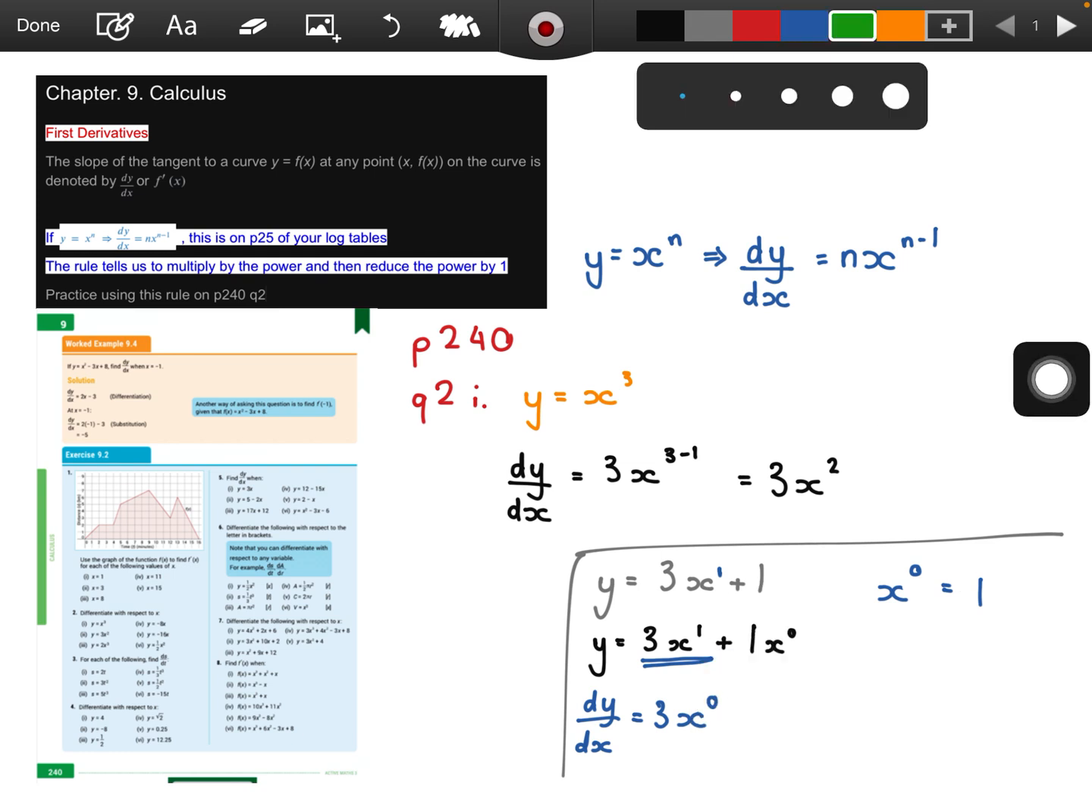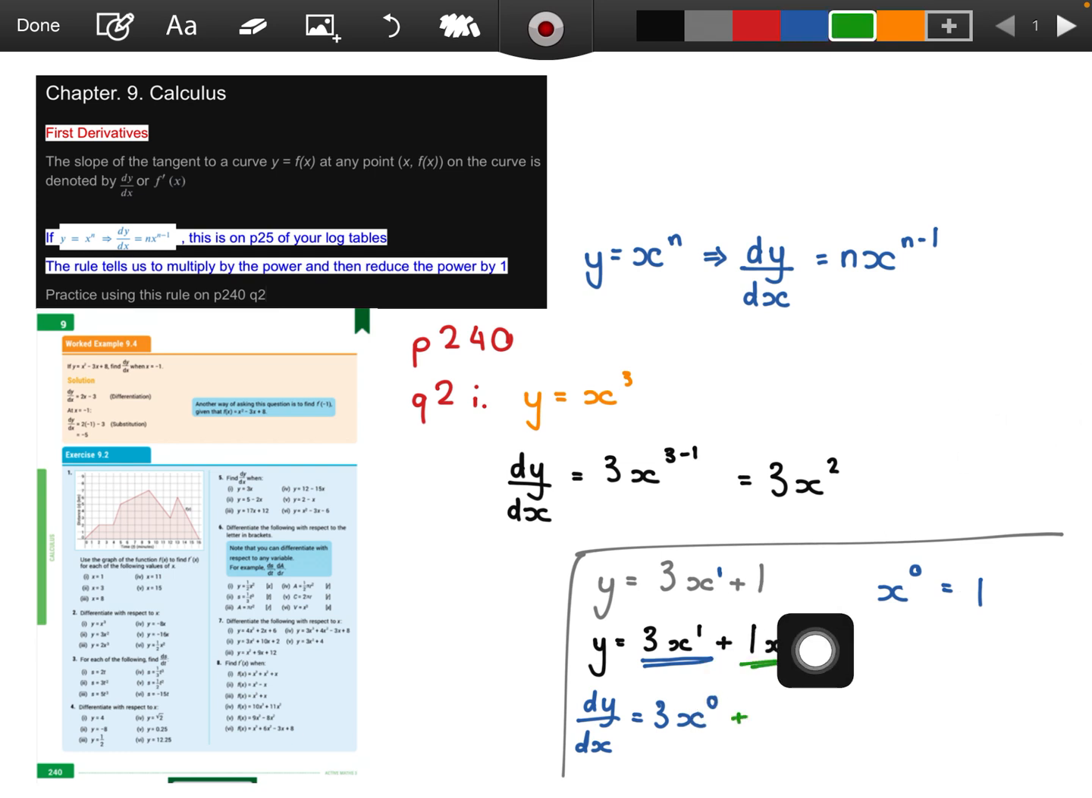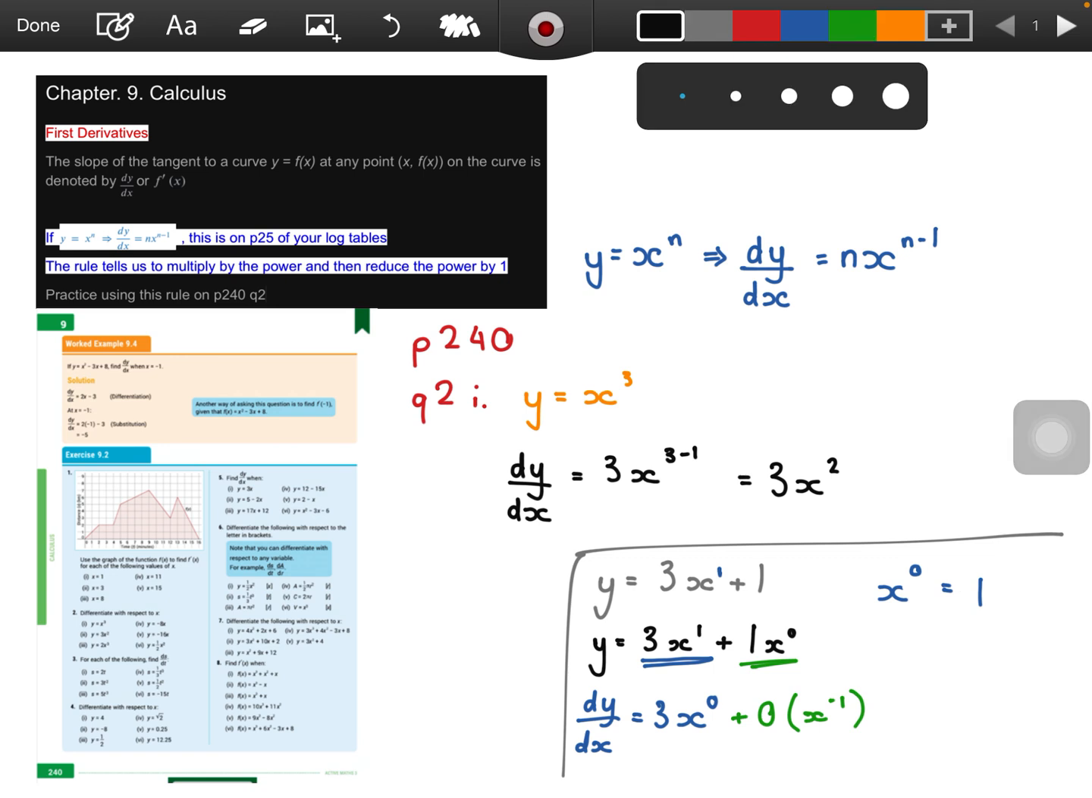Okay, so 1 minus 1 is going to give me 0. And then this part, I have to multiply 0 by 1. So I'm going to multiply 0 by 1 and I get 0. And then I do get x to the power of minus 1. But what's anything multiplied by 0? What's 4 multiplied by 0? What's 7 multiplied by 0? It's always going to give me 0.